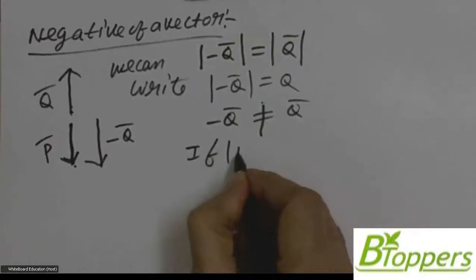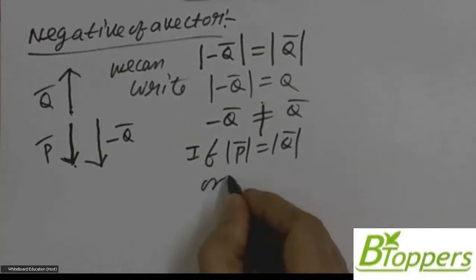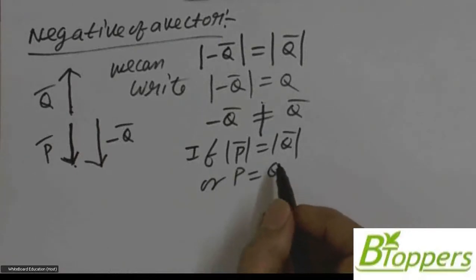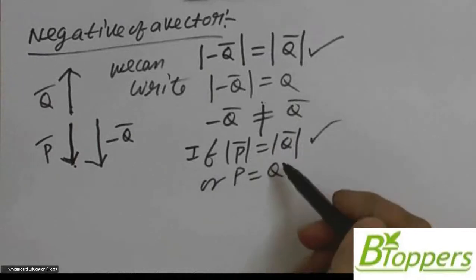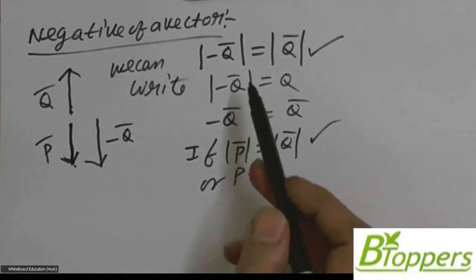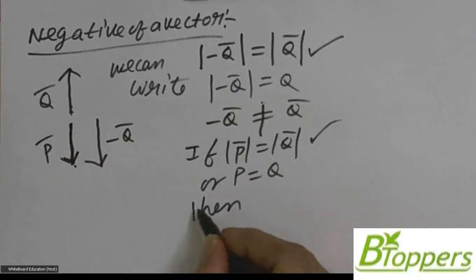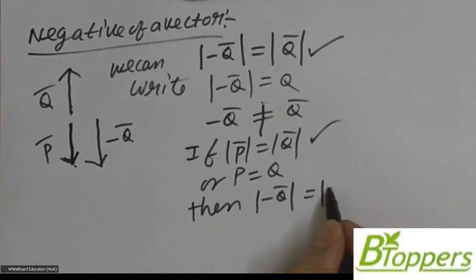So if the magnitude of p bar is the same as the magnitude of q bar, then you can write p equal to q. Here, the letter p without the bar symbol represents the magnitude of vector p bar. Similarly, q without the bar symbol represents the magnitude of vector q bar. So you can see that the right hand side is the same in these two equations, so the left hand side must also be equal. Then you can write the magnitude of vector minus q bar is the same as the magnitude of vector p bar.